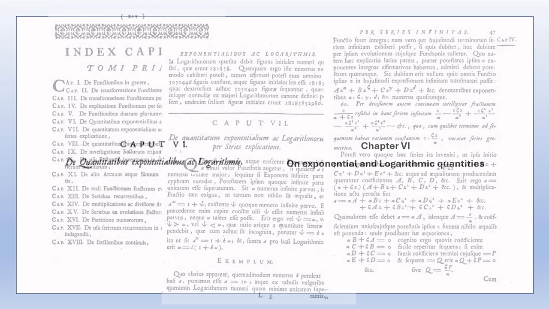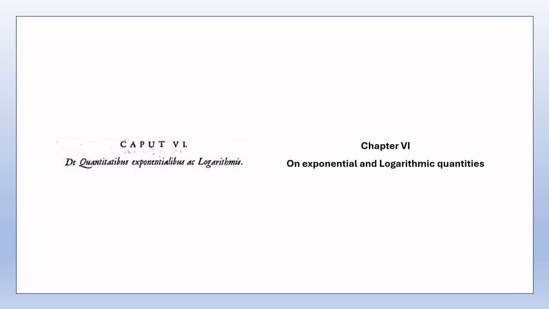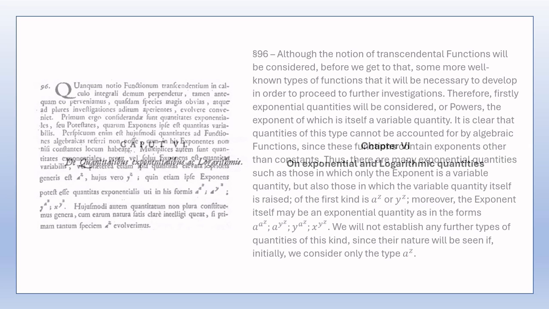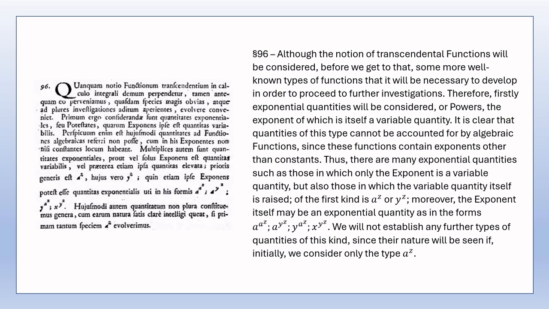Chapter 6, on exponential and logarithmic quantities. Section 96 gives Euler's definition of exponential quantity by giving examples of some of the different forms of expressions that may be considered exponential. These quantities are, quote, not accounted for by algebraic functions, the kinds of functions that were introduced in chapter 1 and were the focus of the first 5 chapters.